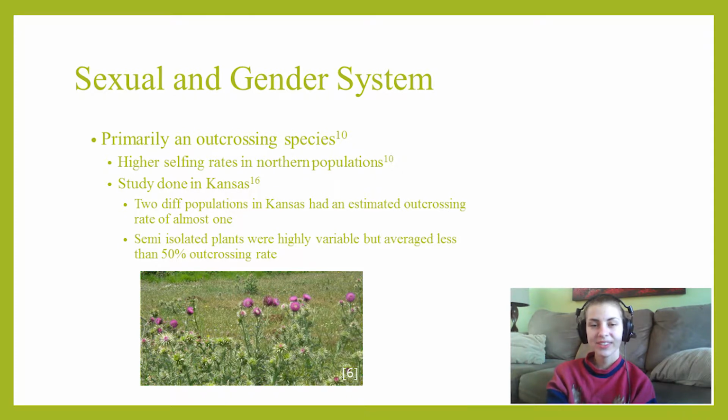And as far as the sexual and gender system goes, it is primarily an outcrossing species. It has higher selfing rates in northern populations, and a study done in Kansas looked at two different populations of Carduus nutans, and they estimated the outcrossing rate between these two populations almost equal to 1, which is very high. And also, they looked at semi-isolated plants in the same study and found that the outcrossing rate was highly variable and averaged less than 50%.